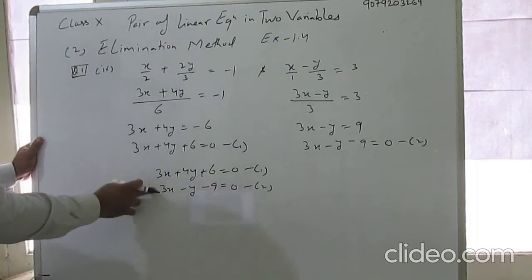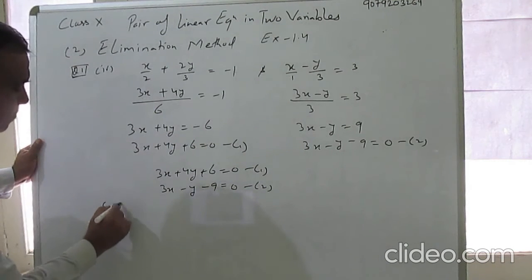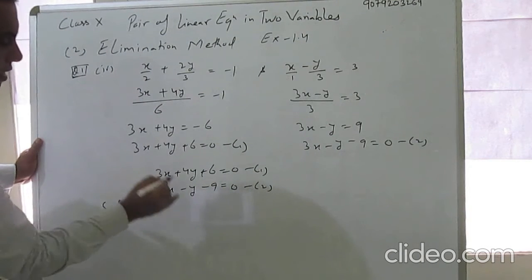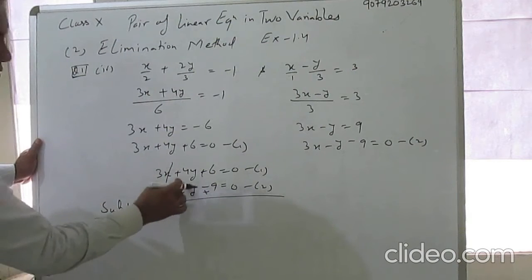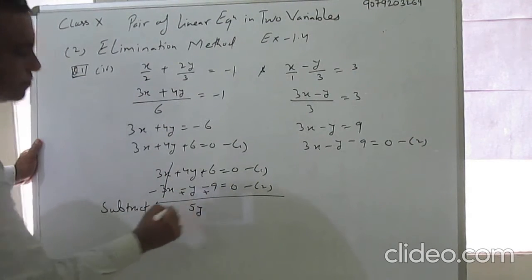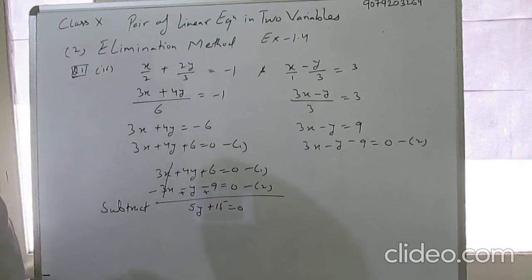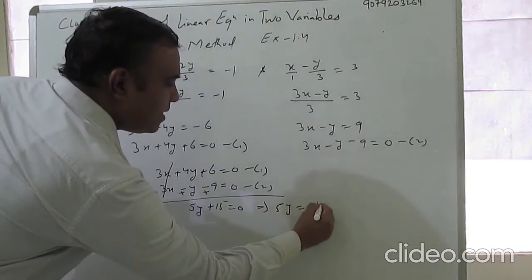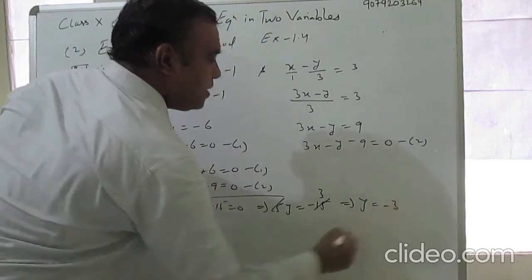Equation 2. Here you see that the signs are the same. So how will you make it 0? We subtract. Subtract equation 1 and 2 and change the sign of the second equation. Minus, plus, plus. See here, this is cancelled out. This is 5y and this is plus 15 is equal to 0. Now take 15 to that side. So 5y is equal to minus 15. So this will cut and y is equal to minus 3.